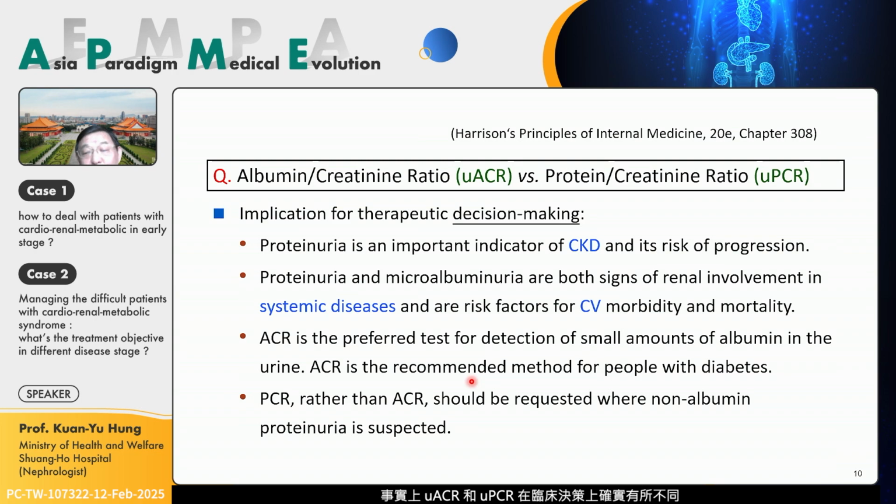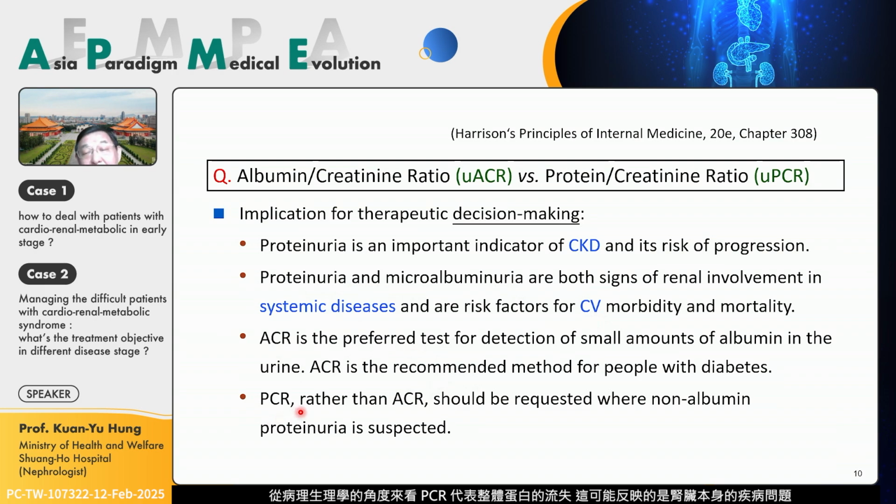It's for decision making. For example, proteinuria and microalbuminuria are both indicators of cardiovascular morbidity and mortality. And ACR is mostly recommended for the diabetes population. But for PCR, it's a little bit different.